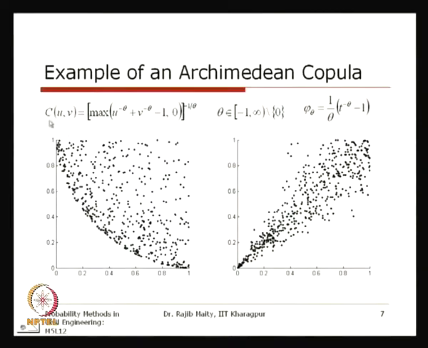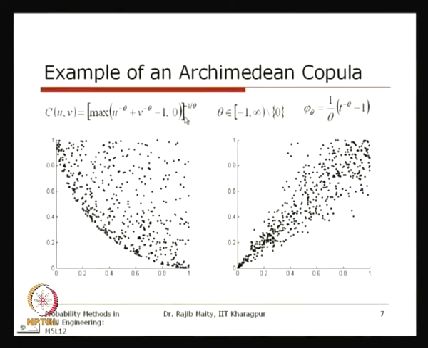Say for example, here is another example of a copula function, which is the maximum of u power minus theta plus v power minus theta minus 1, comma 0. So, the maximum of these, all to the power minus 1 by theta. Here theta, the dependence parameter, belongs to minus 1 to plus infinity excluding 0. This is the meaning of this full form: the dependence can range from minus 1 to plus infinity, and the 0 value is excluded from this range.